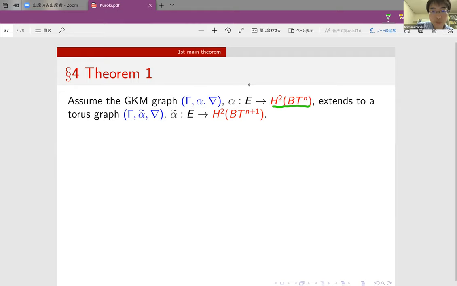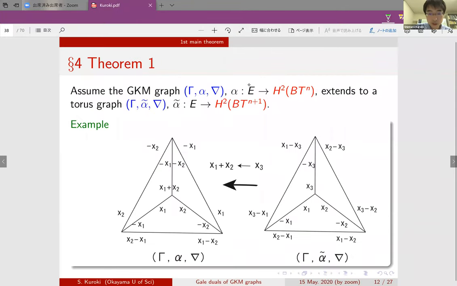Okay, complexity zero means that the dimension of the target space is exactly the same as the valency of the graph. So in this case, it's an (n+1)-valent graph, and its target space becomes ℂ^(n+1). This is called a torus graph. And we assume this kind of condition in this talk to state the first theorem. So this is an example of this.